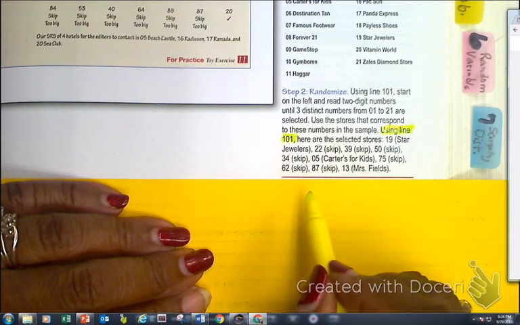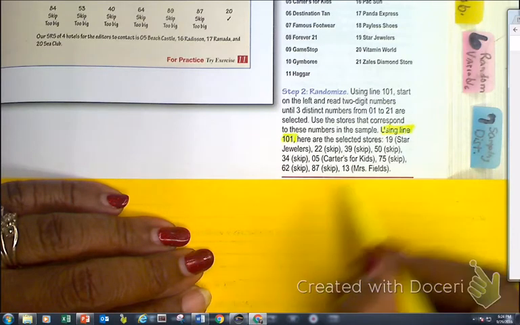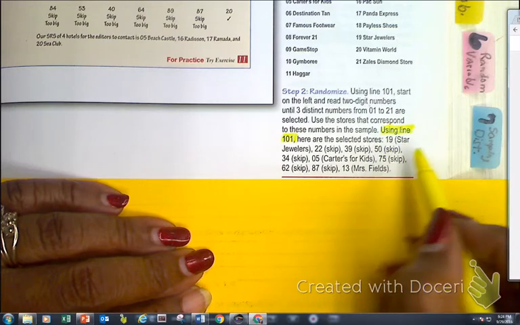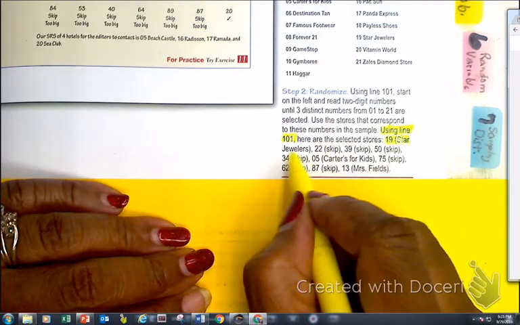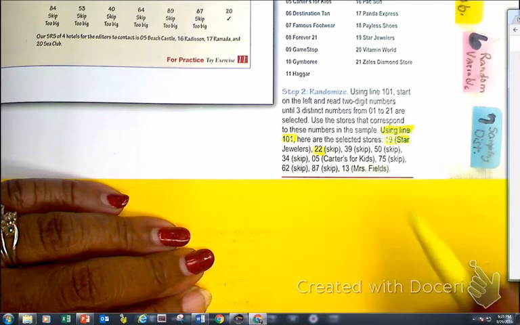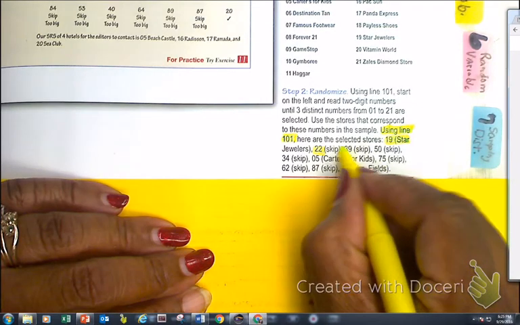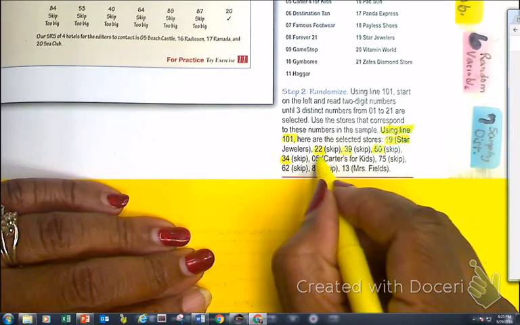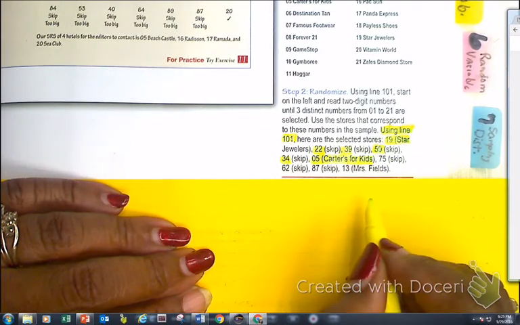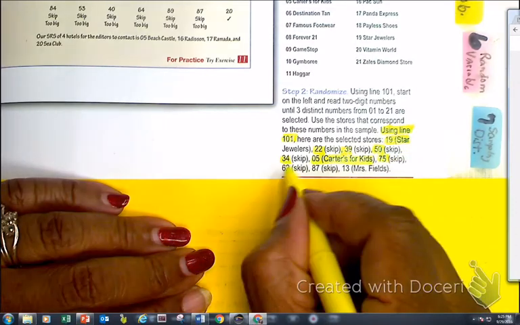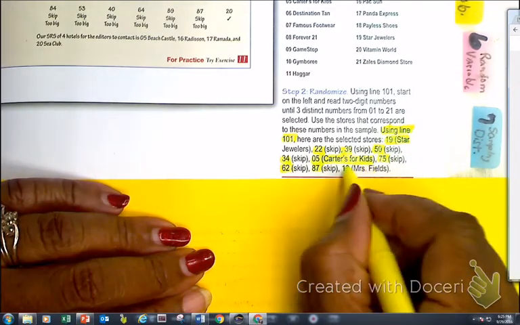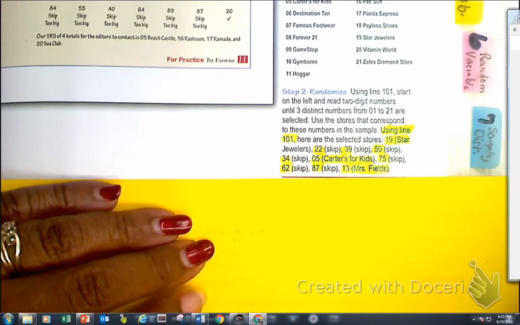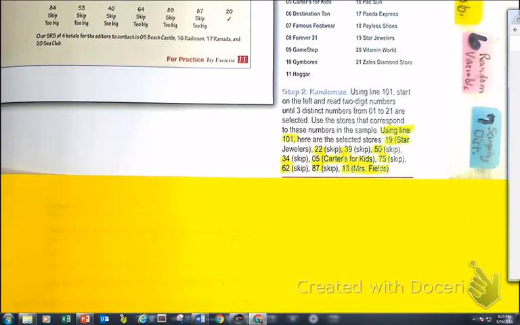Go to the back where your random digit table is. You're starting at line 101. Here are the stores selected. You have the 19. The 22 is skipped because there is no 22nd store. 39 is skipped. Again, no store, no store, no store. Carter's is represented as store number 5. No store, no store, no store. And finally, Mrs. Fields. That is how you use this.